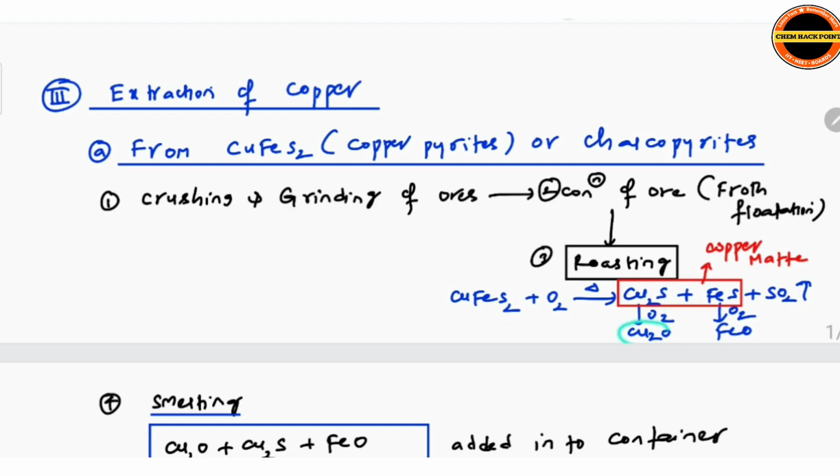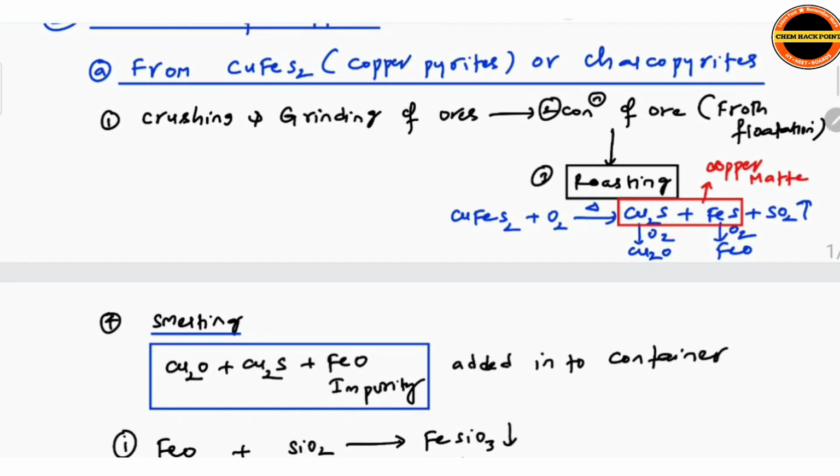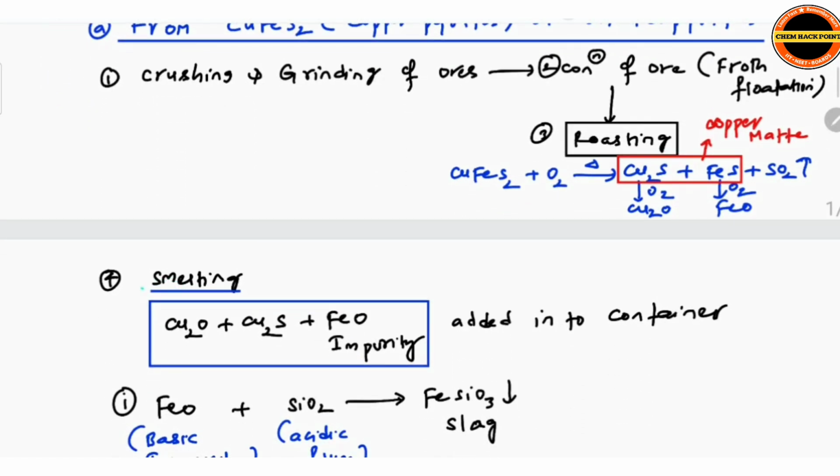Further, these two convert into Cu2O and FeO, finally converting into oxide form. But this mixture, Cu2S plus FeS, is copper matte. The mixture is known as copper matte, so remember, it is important. Next, using this copper matte, we move on to smelting: Cu2O, Cu2S and FeO. FeO is generally associated as an impurity.